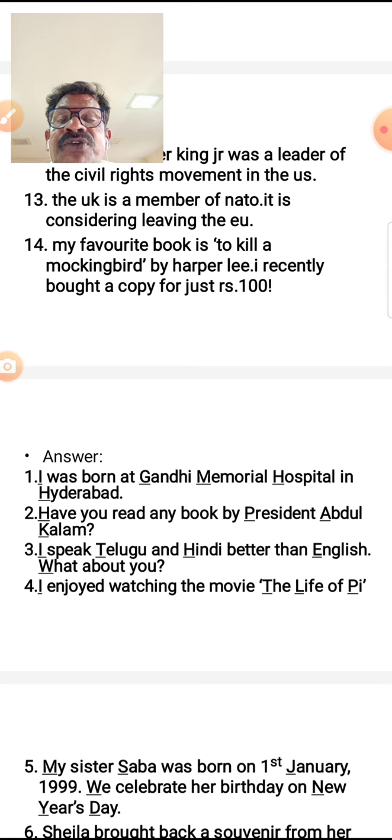Number 2, have you read any book by President Abdul Kalam? President, once again, designation, right? H is capitalized, P is capitalized, A is capitalized, K is capitalized. And when it comes to languages also, I speak, once again, it has come. Telugu, T is capitalized, Hindi, better than English, E is capitalized. What about you? W is capitalized.